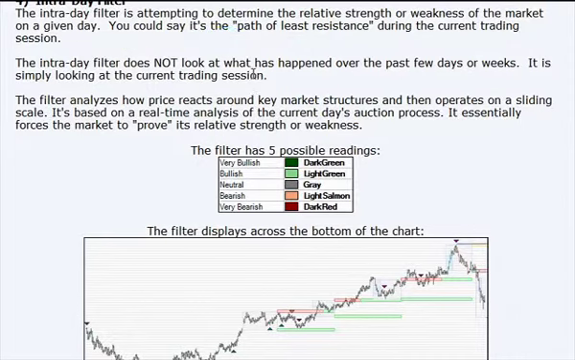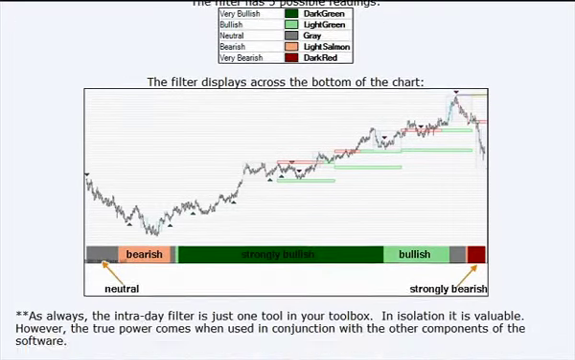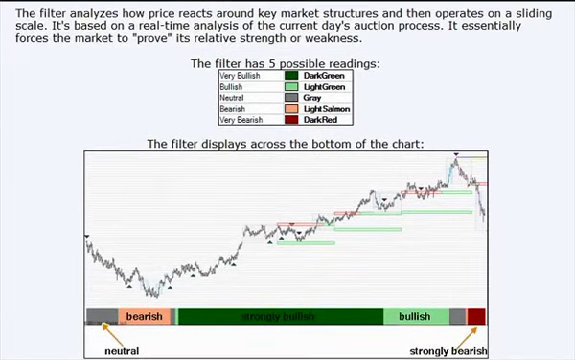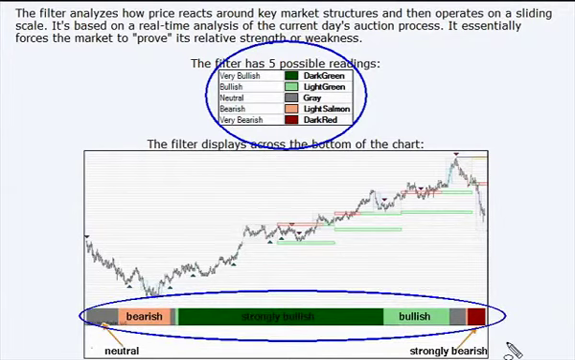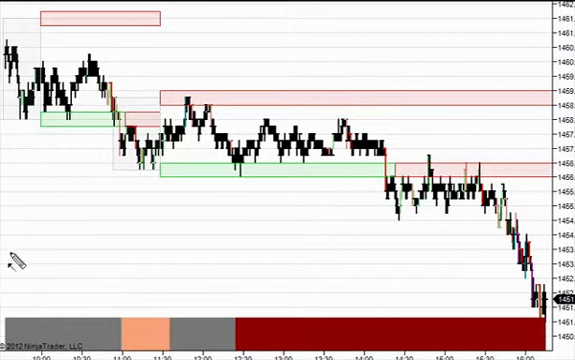And we have 5 possible readings within the filter, and you can see them right here. We've got the very bullish, bullish, neutral, very bearish, and bearish, and you can see how that would show across the bottom of the screen. So again, it's just one component, and in isolation, it's giving you a piece of evidence. The key is waiting for various pieces of evidence to come together. Okay, so here's the filter. We start every day neutral. Order flow is telling us that the market's a little bit more bearish than bullish at this point.